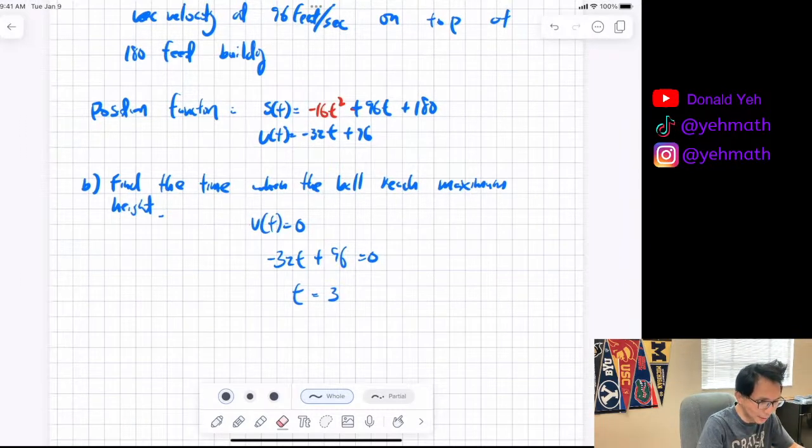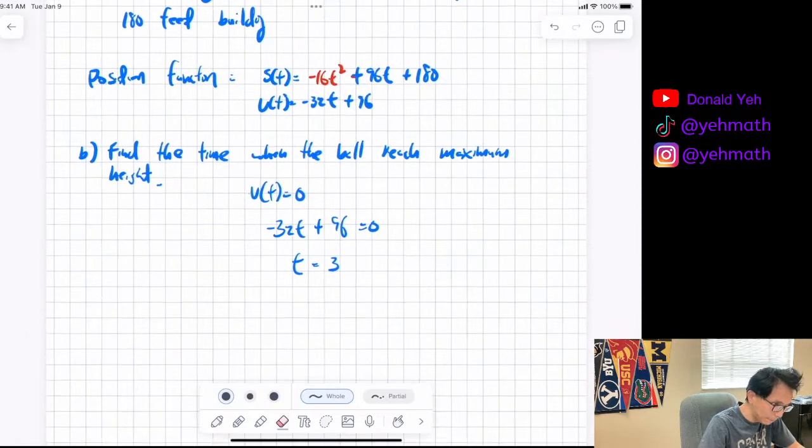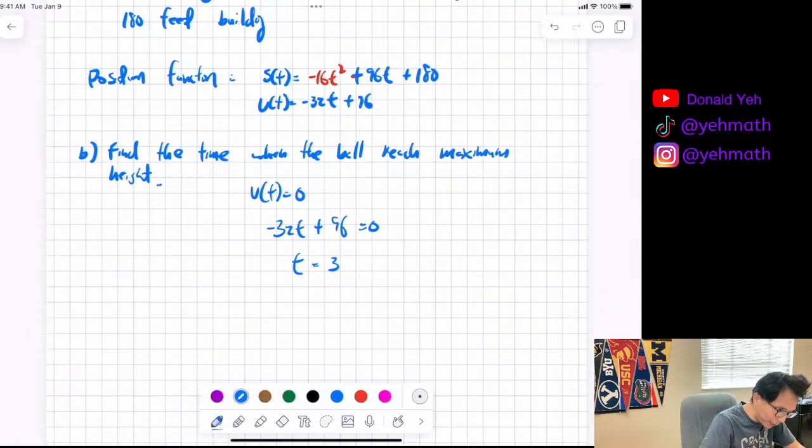So let's find the ball's height when it reaches the maximum height. Is it possible to find the maximum height or not? Can you find the maximum height?